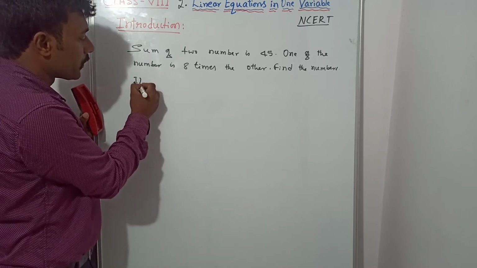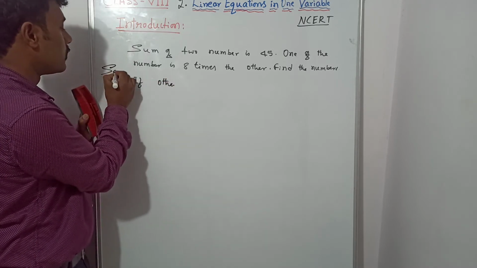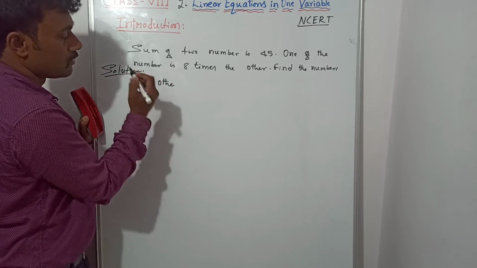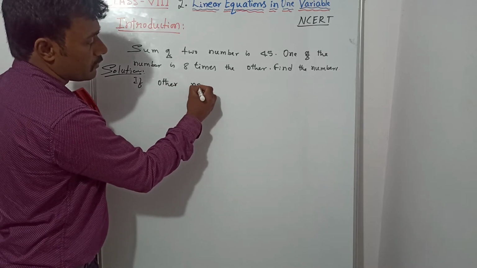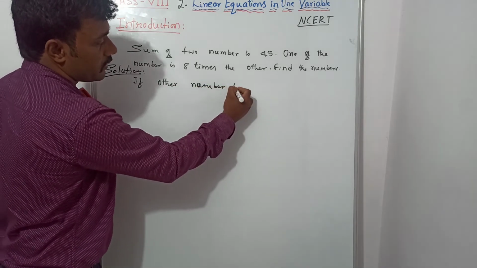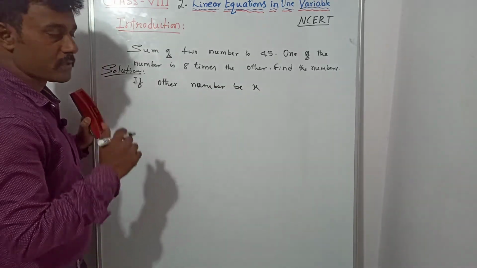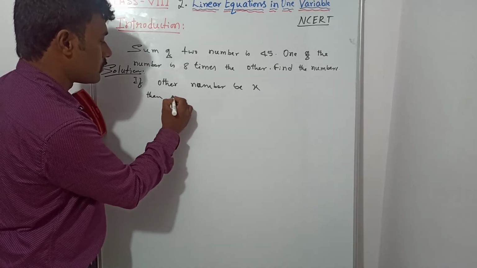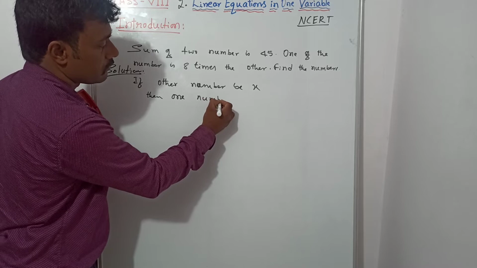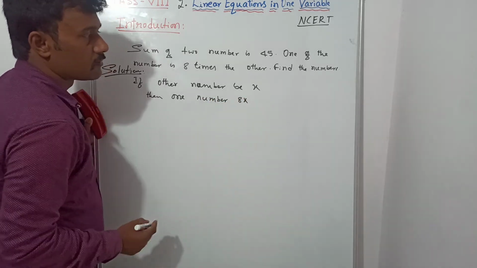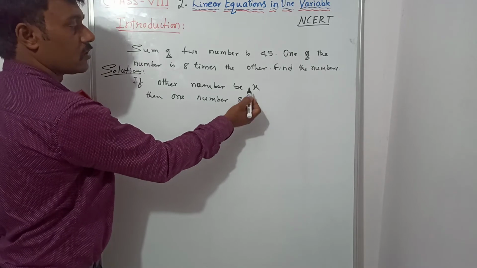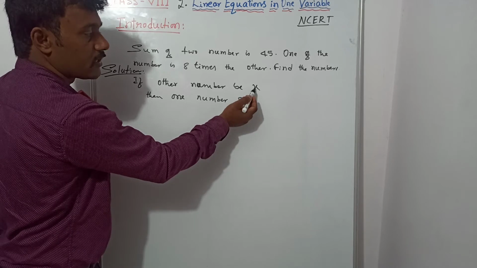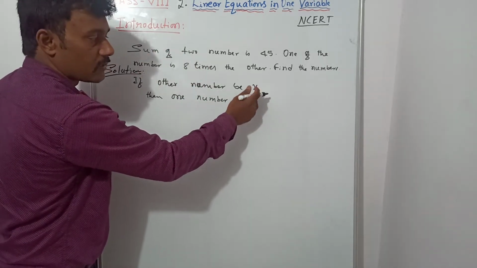So if the other number, solution: if the other number be x, then one number will be 8x, since one of the numbers is 8 times the other. So this is the other number, it is the small number.